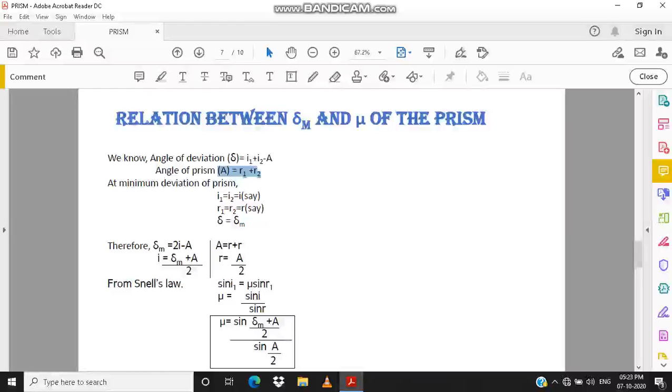Now from Snell's law, what is Snell's law? Snell's law is sin I equals mu sin r, or mu equals sin I by sin r. We already know the formula for Snell's law. We will be calculating Snell's law at surface 1, so sin I1 equals mu sin R1. Now we just substitute the values of I and R in this equation. What is the value of I? We have found that I equals delta m plus A by 2. We simply substitute it over here.